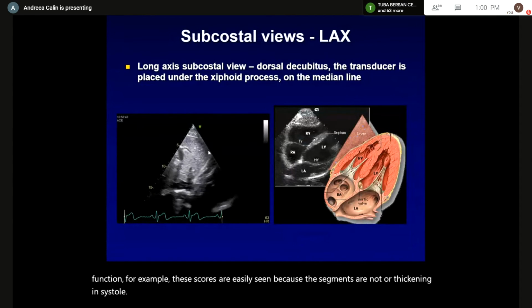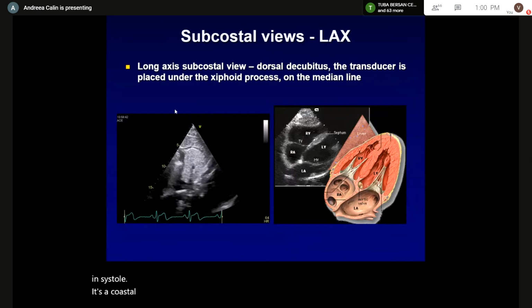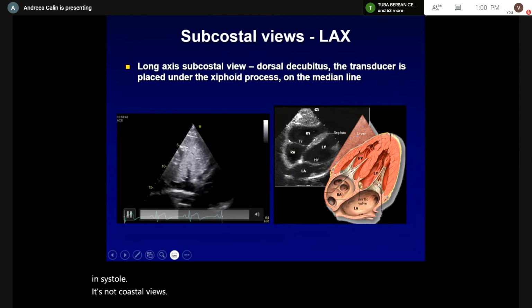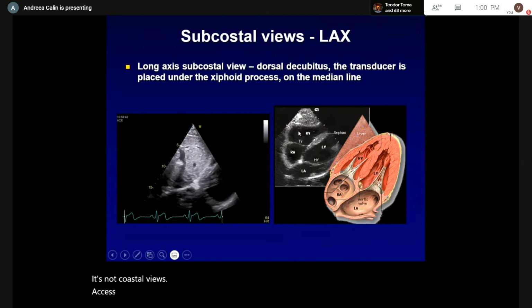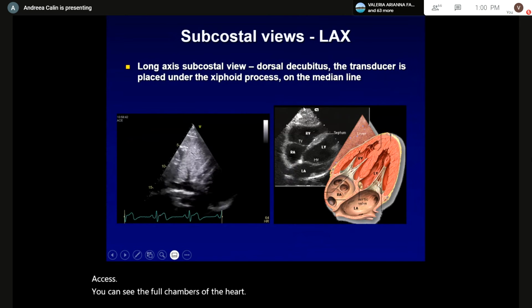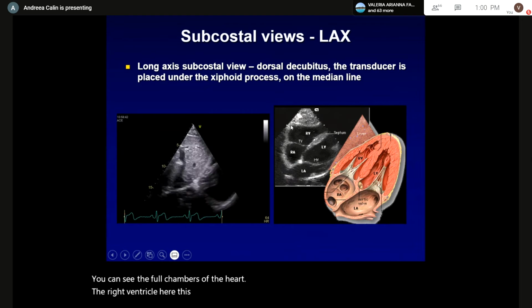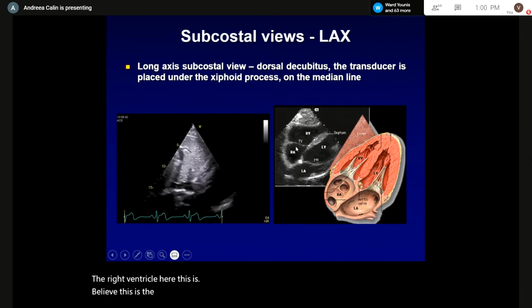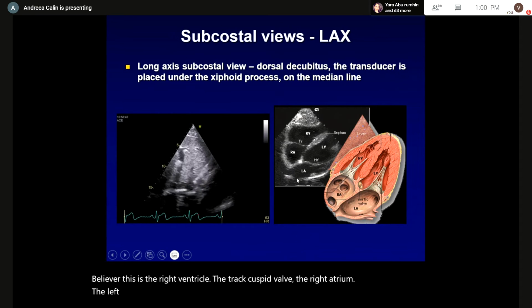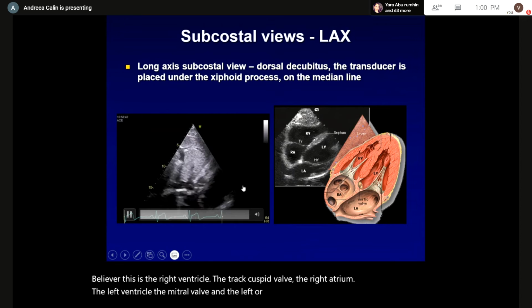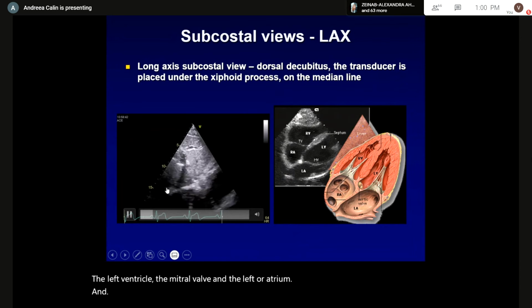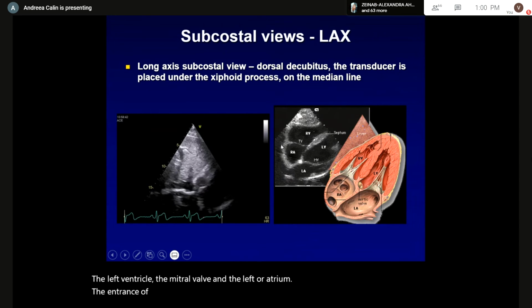The subcostal views. This is the long axis subcostal view, in which you can see the 4 chambers of the heart. The right ventricle here, this is the liver. This is the right ventricle, the tricuspid valve, the right atrium. The left ventricle, the mitral valve, and the left atrium. And the entrance of the inferior vena cava into the right atrium.